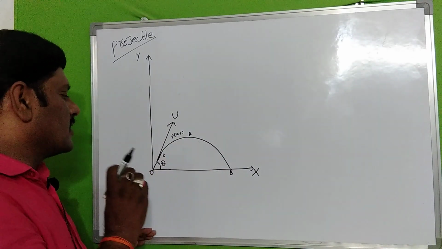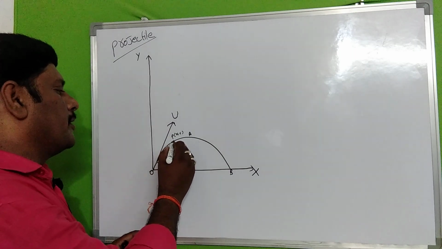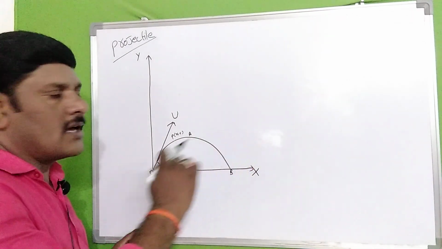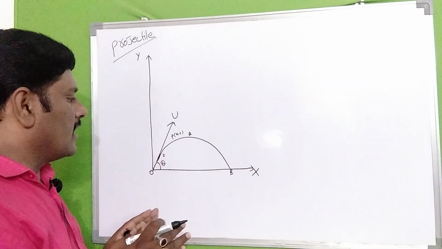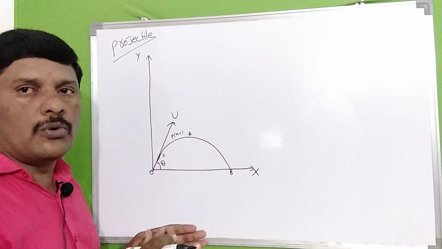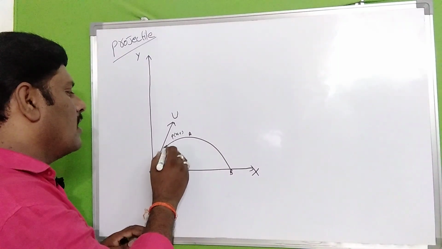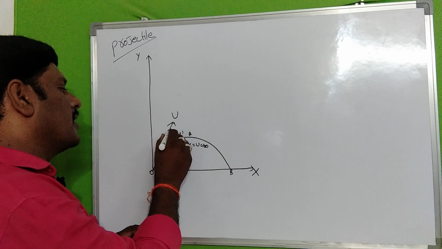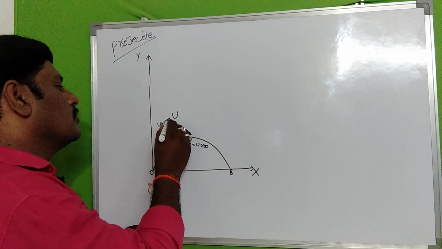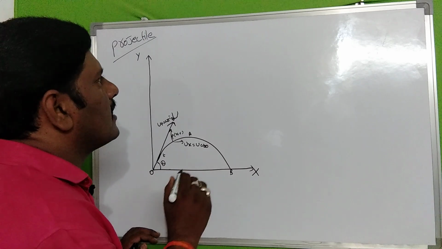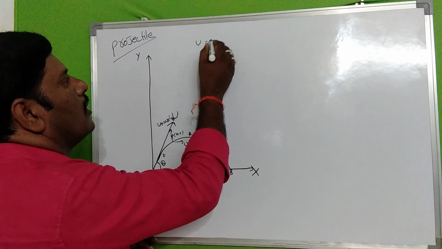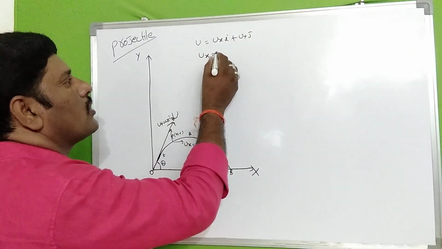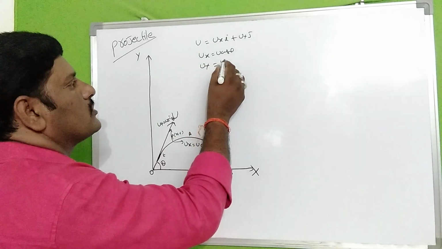After some time the body reaches the point P. Here at P, the body is in two-dimensional motion, with horizontal and vertical components. The velocity splits into two rectangular components, so that along the horizontal direction ux equals u cos theta and along the vertical direction uy equals u sin theta. According to the vector sum, we can write velocity u equals ux i plus uy j, where ux equals u cos theta, uy equals u sin theta.